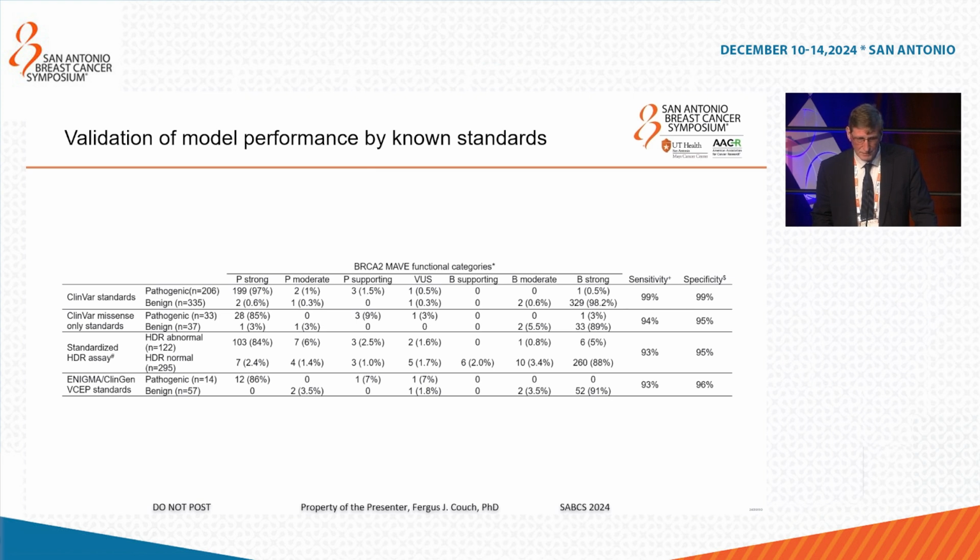If I bring your attention to the very top row of pathogenics, 206 pathogenics, 199 or 97% of those end up in the pathogenic strong category, which looks very good. And over on the right-hand side, on the second row, 329 of the benigns are in the benign strong category. So there's your sensitivity and specificity in the last 2 columns for each of those 4 different groups of standards. And you can see we're well into the 90s percent for sensitivity and specificity for all of these control sets. So this is operating very well.